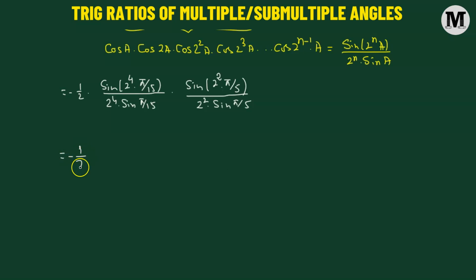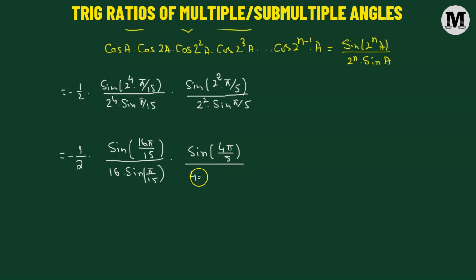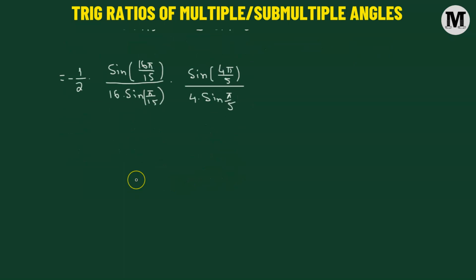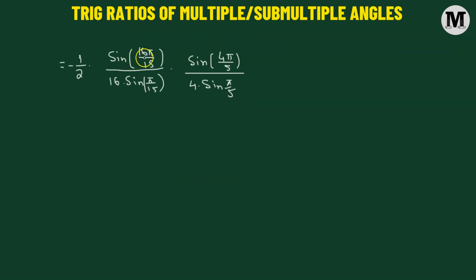Now we have negative 1/2 multiplied to sine. So 2 raised to the power of 4, that's 16. So we have 16 pi over 15 divided by 2 raised to the power of 4. So that's 16 times sine pi over 15. Right. This will be multiplied to sine of, so 2 squared pi over 5. So that's 4 pi over 5 divided by 2 squared. So that's 4. So we have 4 times sine pi over 5. Further simplification will now give us, so we'll have to simplify sine 16 pi over 15.